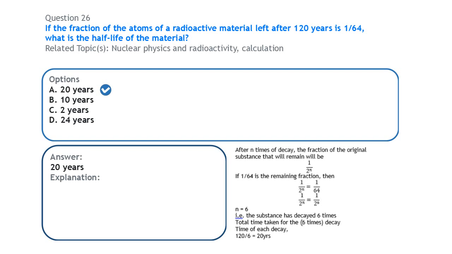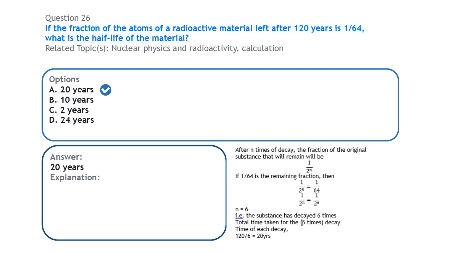Now, if 1 over 64 is the remaining fraction, that means 1 over 2 raised to power n is equal to 1 over 64. And 64 is 2 raised to power 6, meaning 2 times 2 times 2 times 2 times 2 times 2, 2 multiplied by itself 6 times. Now if you compare both sides, 2 raised to power n and 2 raised to power 6, you can easily say that n is equal to 6. Meaning that this substance has decayed 6 times.